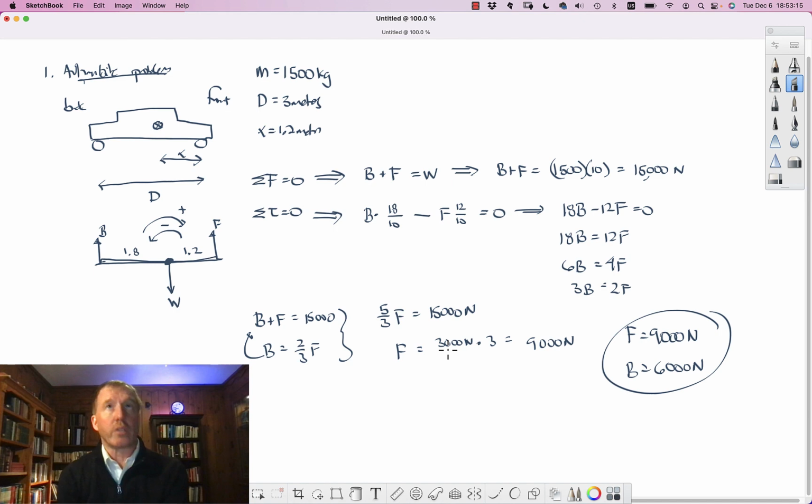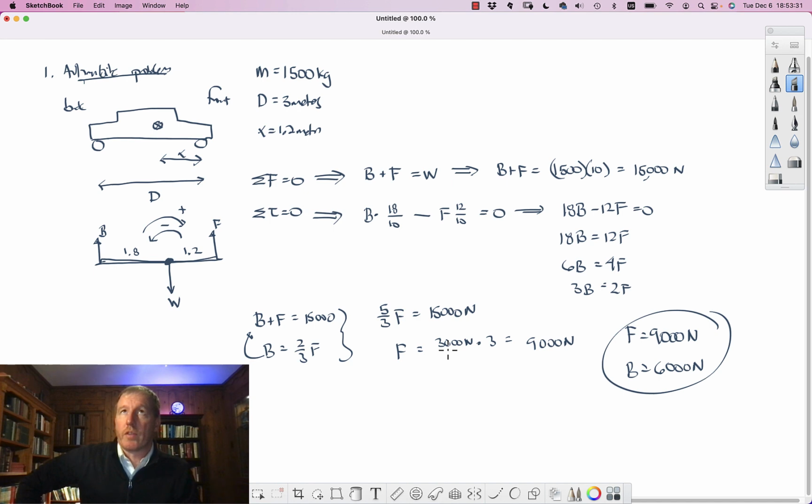Again, how did I do this? Let's go through this slowly. If you have this vehicle and the center of mass is a little bit farther to the front, presumably because the engine is in the front of the car, then the front wheels naturally are going to be supporting more of the weight. How do we figure out how much more?